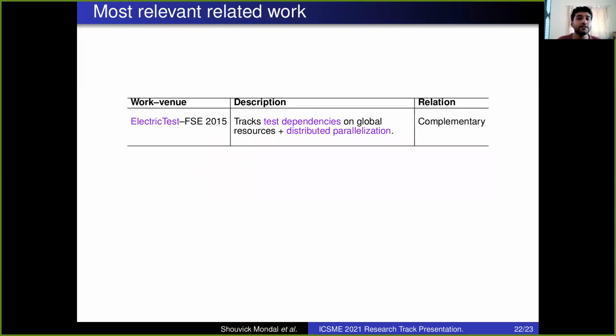Next, the most relevant related work. The first one is ElectricTest, which occurred in FSE 2015. The tool tracks test dependencies on global resources. The test cases are distributed across a distributed system. It follows distributed parallelization. Now, this is complementary to our approach because our approach is targeted towards a single multi-core CPU.